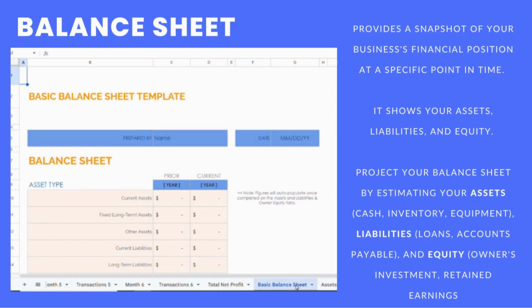Project your balance sheet by estimating your assets on the asset sheet. These are things like cash, inventory, and equipment. Estimate your liabilities and equity on the liabilities and owner equity sheet. Liabilities are things like loans and accounts payable, and equity is things like owner's investments and retained earnings.